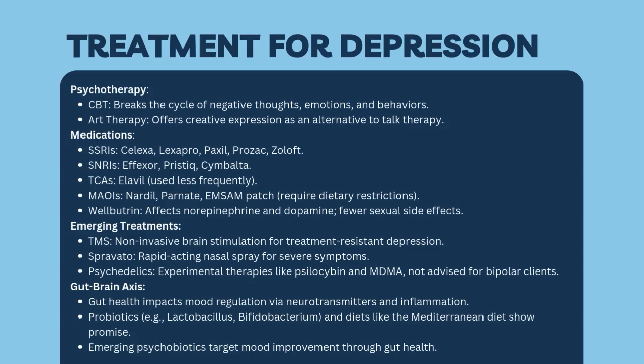And then we look at serotonin and norepinephrine reuptake inhibitors, or SNRIs. And this includes Effexor, Pristiq, Cymbalta. And Cymbalta is also really effective for nerve pain. So if you have somebody with chronic pain and depression, usually Cymbalta is a good one to try. Then there's the tricyclic antidepressants. That includes Elavil. And these are used less frequently due to side effects, but effective when newer medications fail.